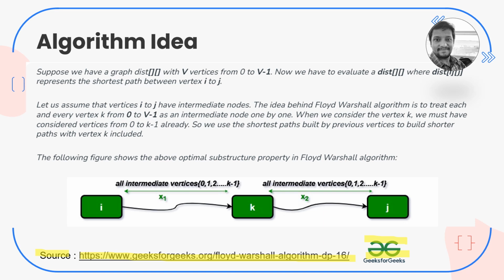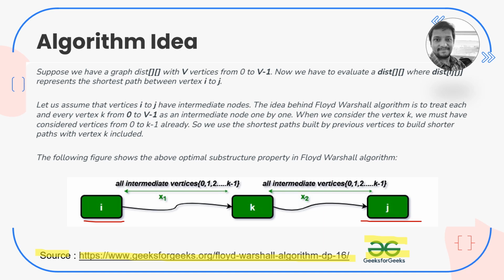Also, what is the idea behind the algorithm? Okay. So the idea behind this algorithm is pretty simple. So let's say you have two nodes. You have a node I, you have a node J, and you want to find the shortest path. Now, this shortest path can be direct, a direct path from I to J is possible. It can be the shortest, or it cannot be.